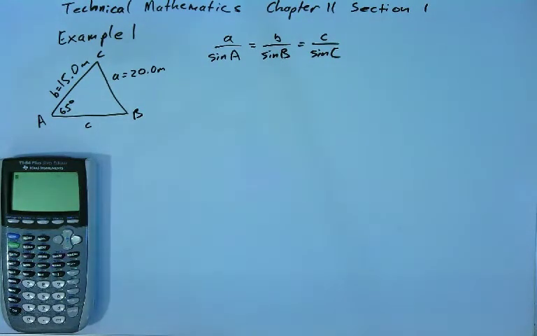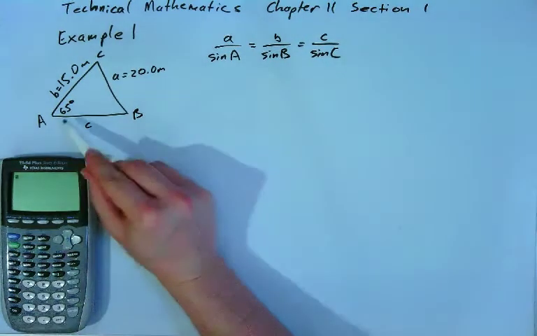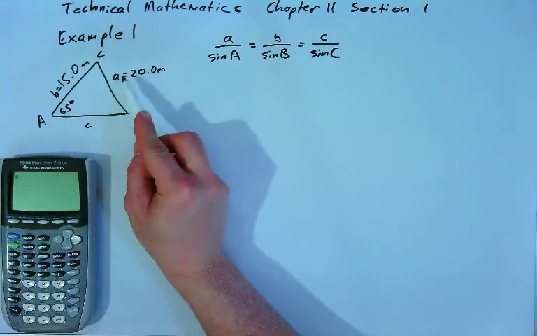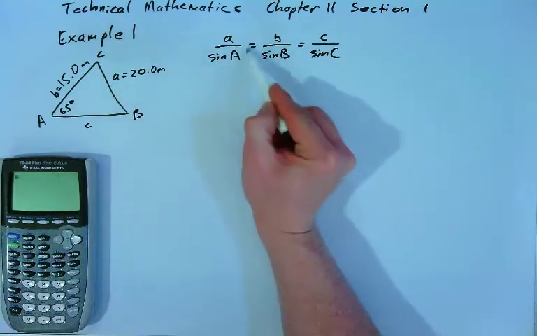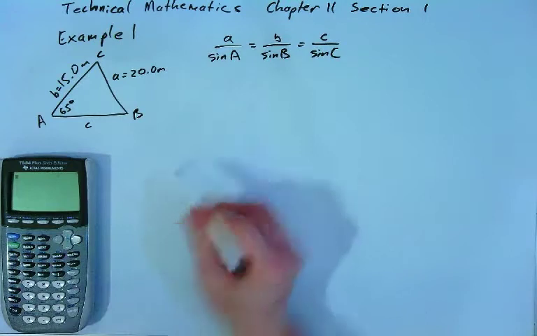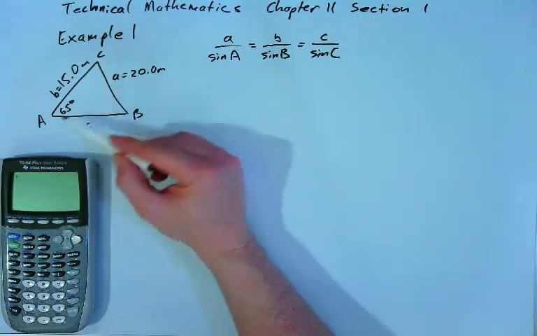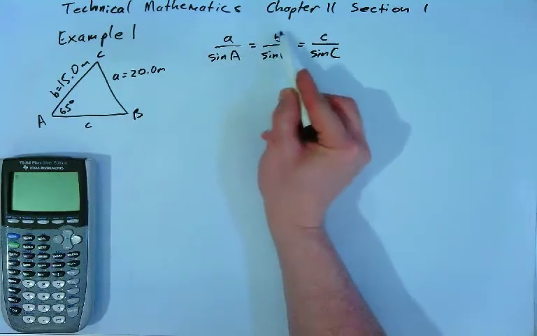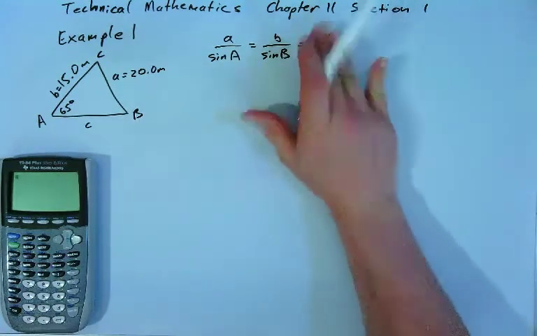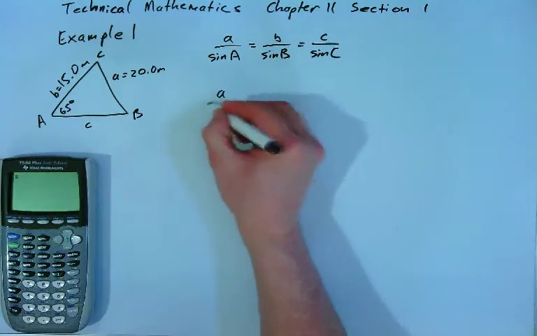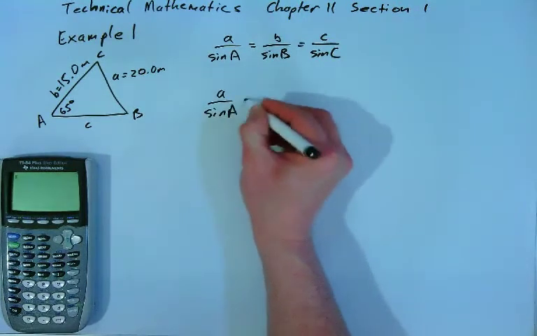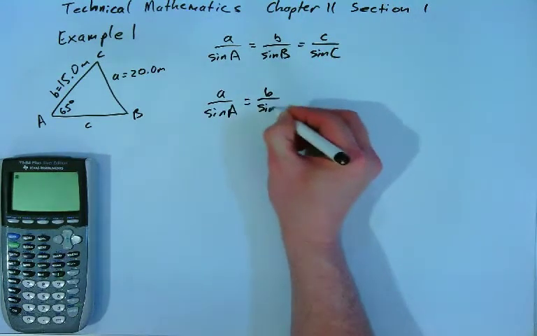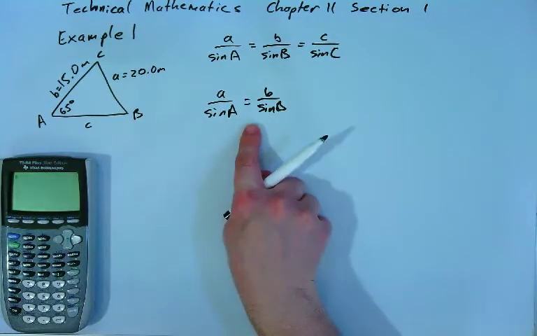So our strategy is to look for information that is opposite of one another. In other words, we know angle A and we know side A. That means we definitely want to use an equation that has A over sine A in it. And then the third piece of information that we know is the length of side B. And so we're going to use A over sine A equals B over sine B. We will ignore the C over sine C part. We will plug in the information that we know and then solve for the unknown.